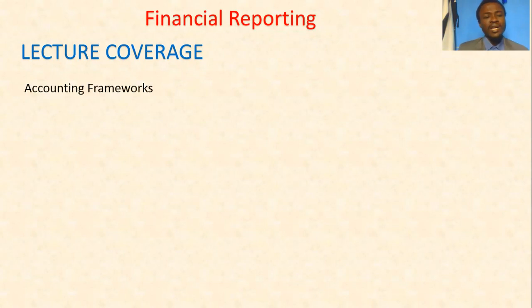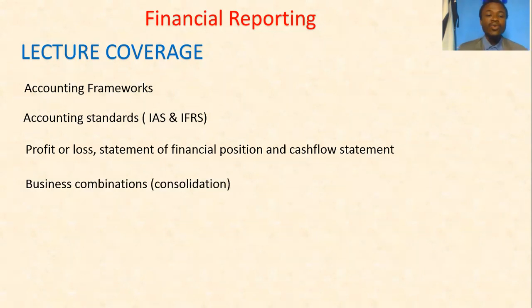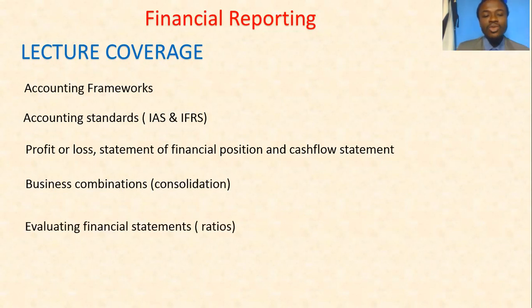So we are going to be looking at the accounting frameworks in this video, and then we are also going to be looking, in subsequent videos, at the accounting standards, the IAS and the IFRS. Then we are also going to be looking at the profit or loss statement, the statement of financial position, and the statement of cash flow. And then we go on to look at business combination, that's consolidation, how to consolidate, which also carries a lot of weight in the examination. Then finally, we are going to be looking at ratios, that's evaluation of financial statements. So we are going to cover all these topics before you go and sit for your exam.